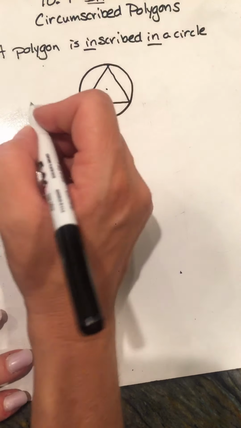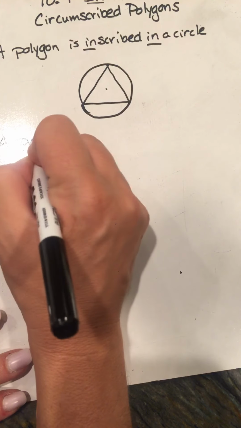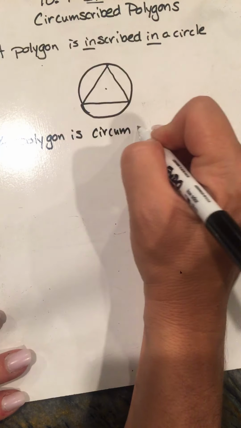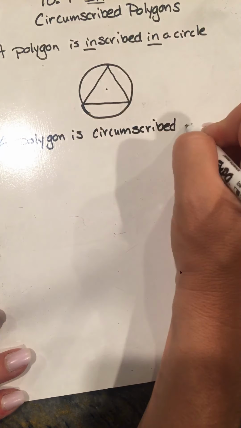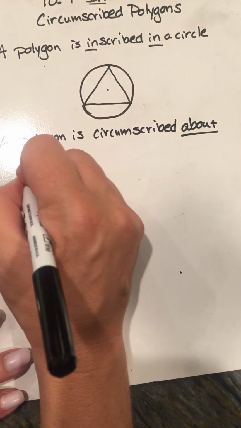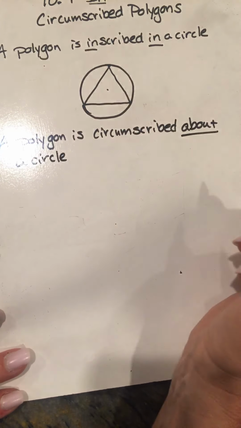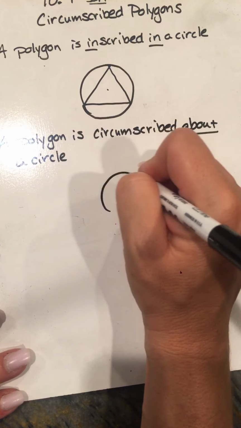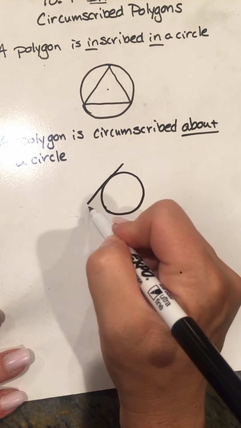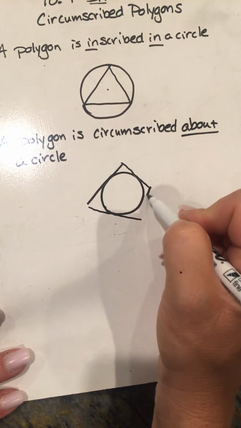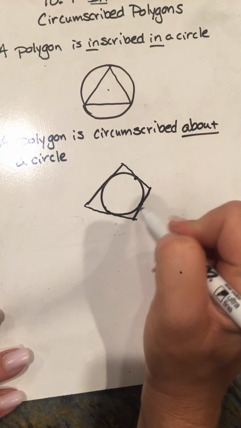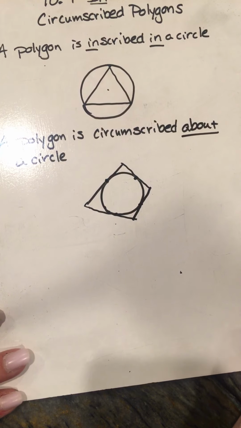Then you have circumscribed. So a polygon is like circumference, circumscribed about. So a little bit different word here, about. So the polygon is circumscribed about a circle. So you have your circle, but now the polygon is going to be circumscribed about, so drawn on the outside of the circle. And I'm just doing a quadrilateral here. You could do whatever type of polygon you like. But it does need to be tangent to the circle. Each side has to be tangent to the circle.